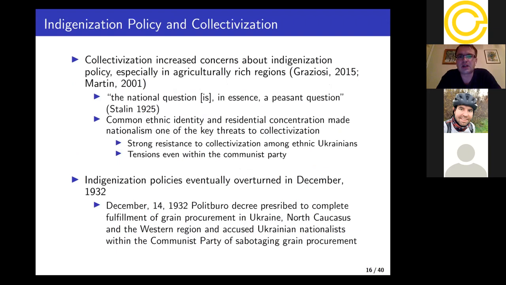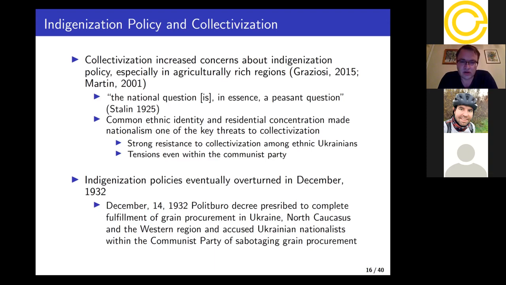And these concerns increased during collectivization, especially in respect to agriculturally rich regions. As Stalin put it already in 1925, the national question is, in a sense, a peasant question. The main worry was that common ethnic identity and residential concentration made nationalism one of the key threats to collectivization, and especially in Ukraine. In Ukraine, there are plenty of examples of strong resistance to collectivization among ethnic Ukrainians.